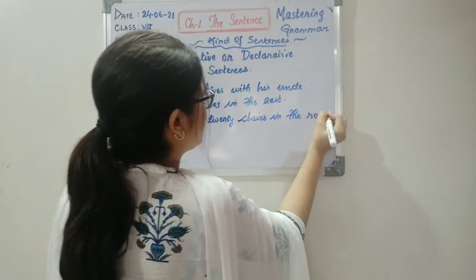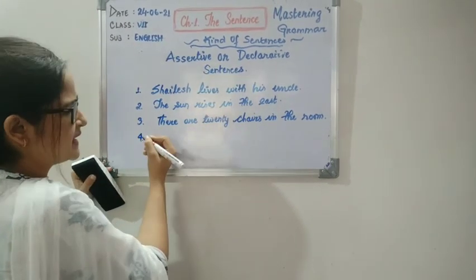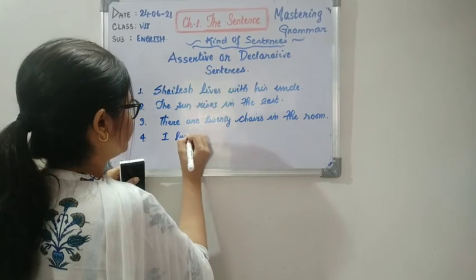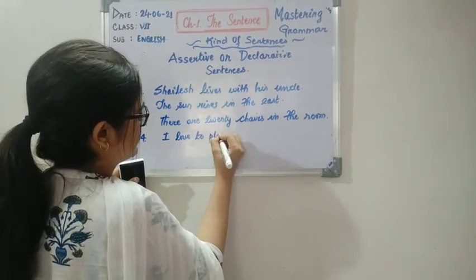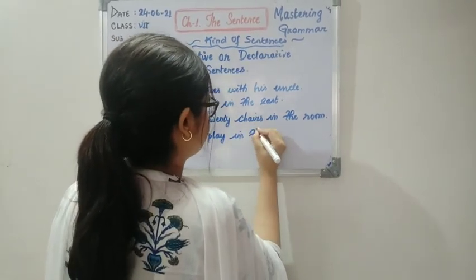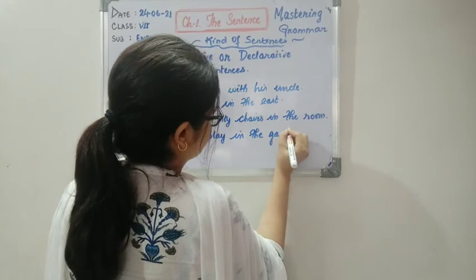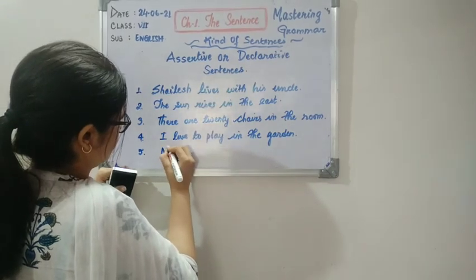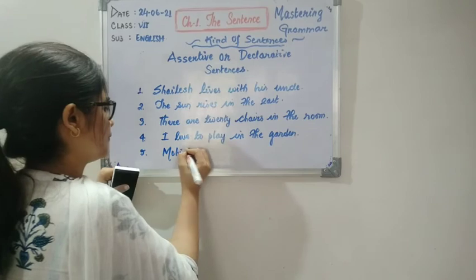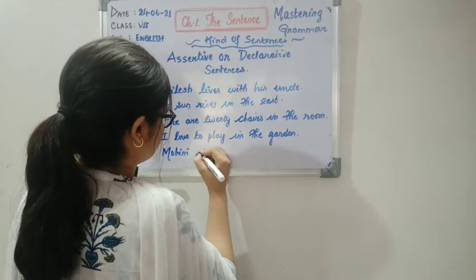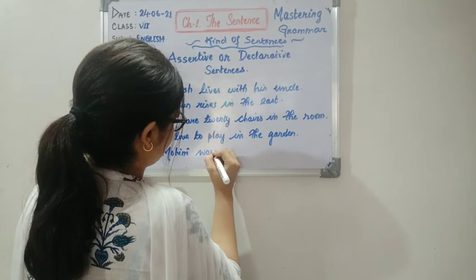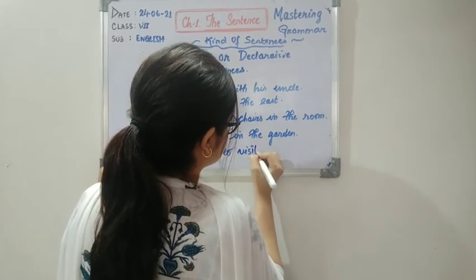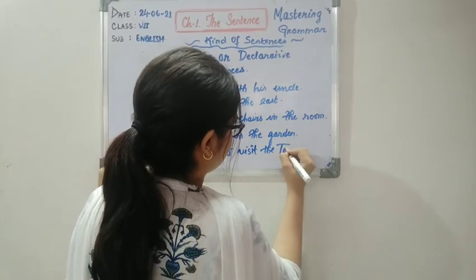So you see, children, here all these sentences are pure statements. We are just saying it. Number 4, I love to play in the garden. Number 5, Mohini wants to visit the Taj Mahal.